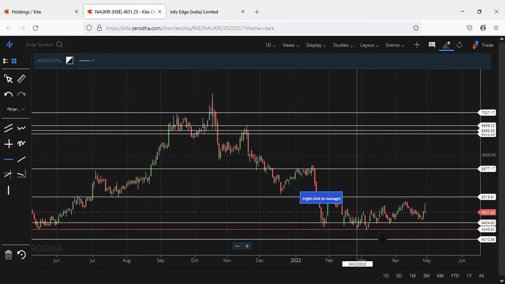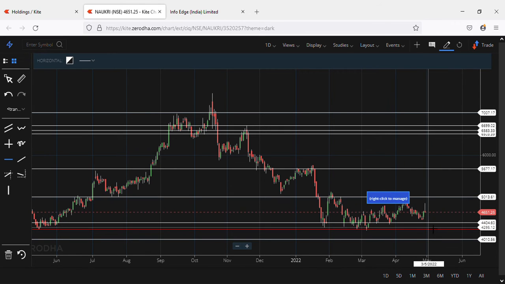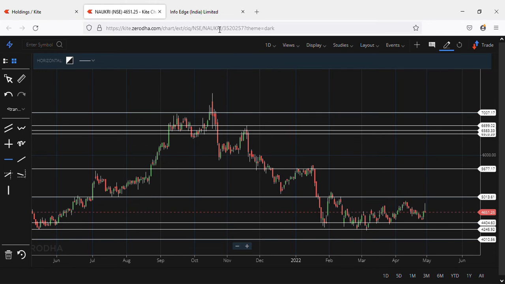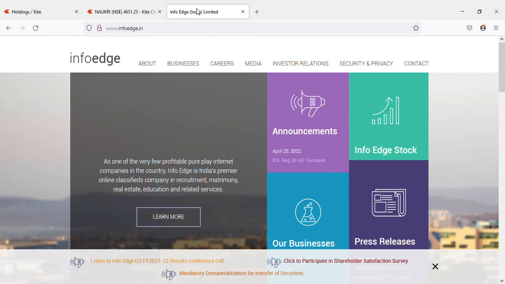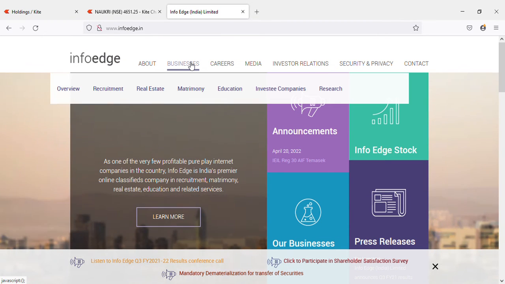So in my view, the lowest point at these two levels is good for who are looking to enter into Info Edge. Why I am telling is, the businesses which it is running are very good in coming days. Why? Because if you observe here, it has a recruitment business which is going on track in coming days. So economic slowdown is there, but recruitments are going to be high in coming days in India particularly.